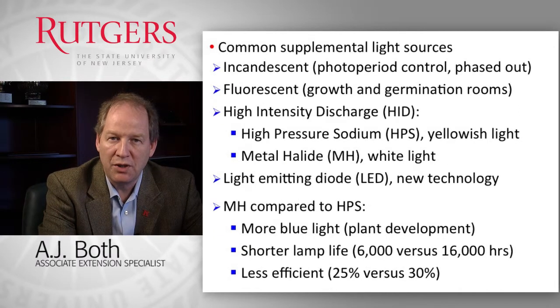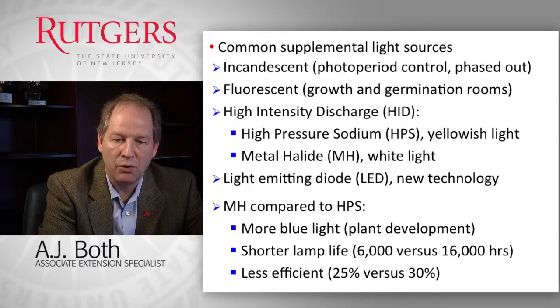Different light sources that we use as supplemental light sources. The incandescent lamp has been used primarily for photoperiod control, so to try to control the timing of flowering of certain crops. But as you know, incandescent lamps are slowly being phased out because they're so inefficient. Maybe only 5% of the energy going into an incandescent lamp is converted into useful light, and the rest is all converted into heat. So they're being phased out and replaced by, initially it was compact fluorescent, and now it's mostly LED light sources.